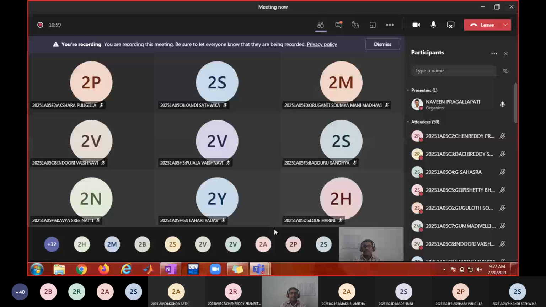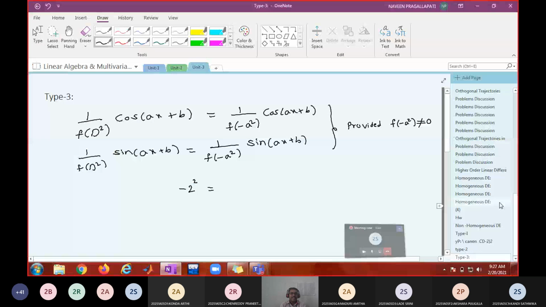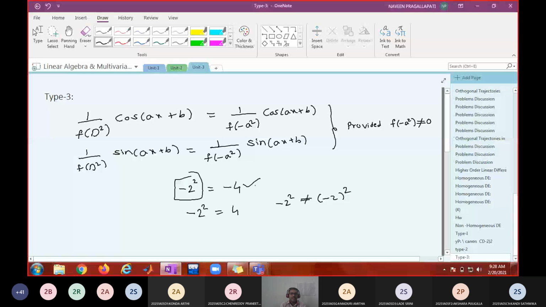Are you there? Minus 2 square is minus 4. Don't say that minus 2 square is 4. Minus 2 square is different from minus 2 whole square. Okay, I am talking about this. I am not talking about this. Is that okay? So you need to replace d square with minus a square.